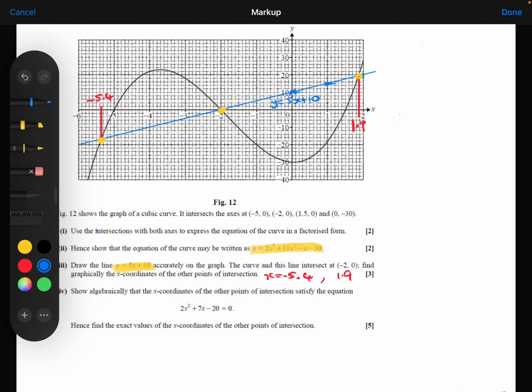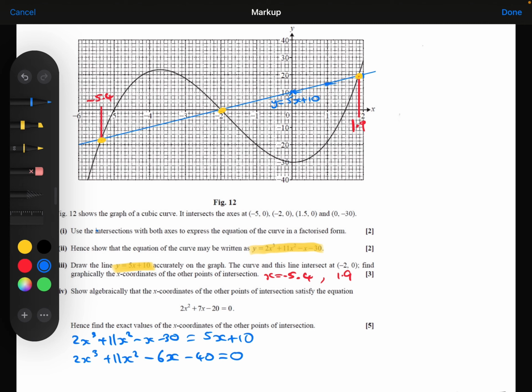Let's take the cubic, the 2x cubed plus 11x squared minus x minus 30, and make that equal to the 5x plus 10. We're going to subtract the 5x from both sides. So the minus x take away the 5x is minus 6x. And we're going to subtract the 10 from both sides. So the 3 points of intersection will be the 3 solutions to this cubic equation.